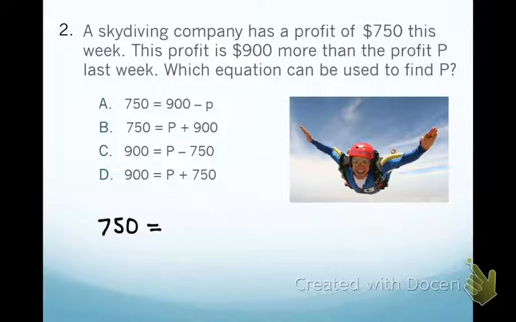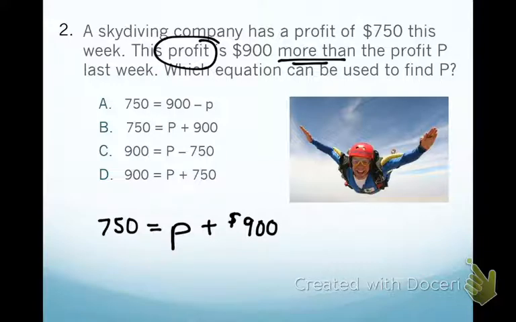So if I have these words right here, more than, what sign do you think that would be? Plus or minus? Plus, okay? So I know I'm going to have plus there. Now, P stands for profit. So we're trying to figure out this profit, P, is $900 more than the profit P from last week. So the correct answer should be B. Javaria got it correct. Excellent job.